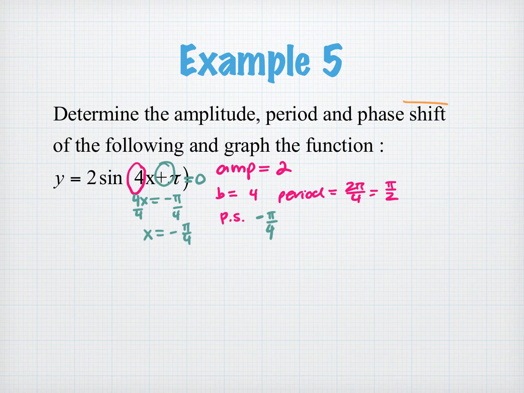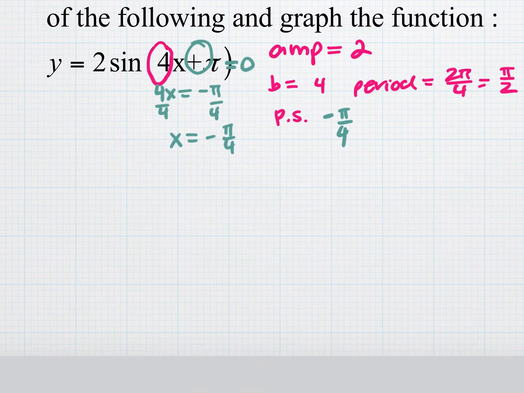Since it's sine, I'm going to start at 0, but on the key point, but I got to find them first. Okay. So now I'm going to find the key points. So it's originally 0, and then it's pi over 2 times a fourth, pi over 2 times a half, pi over 2 times 3/4, and then the last one is that pi over 2, which is the period.